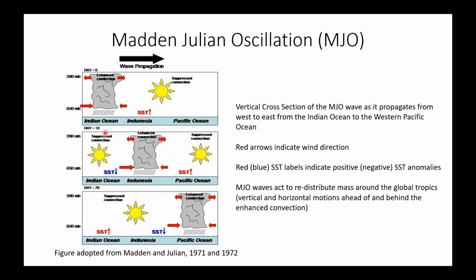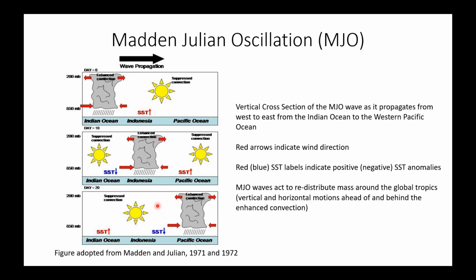And then back behind it, we have what's known as suppressed convection as well, with sinking air motion. So you see we've got downward vertical motion right here ahead of the MJO wave. We have upward vertical motion within this cloud, and then we have downward vertical motion after the MJO wave passes. And then finally here at day, let's see, this is day 30, you see where this enhanced convection or enhanced tropical rainfall is located. It's now over the Pacific Ocean. And we have suppressed convection and sinking air motion where the sun is, behind this passing MJO wave.